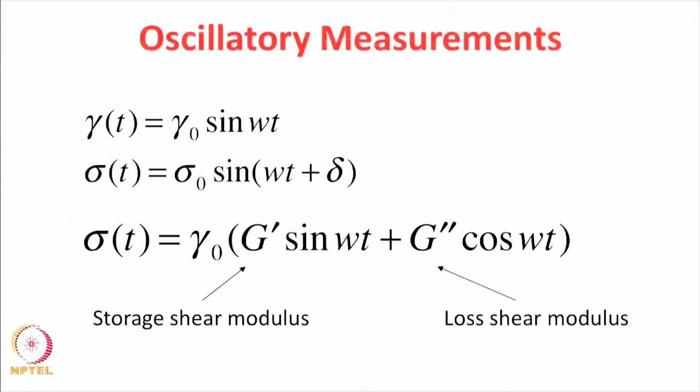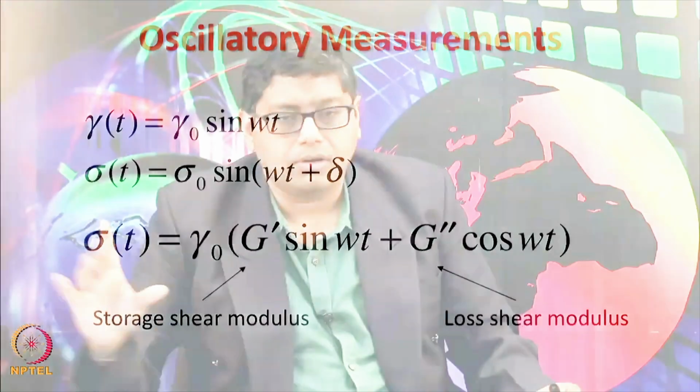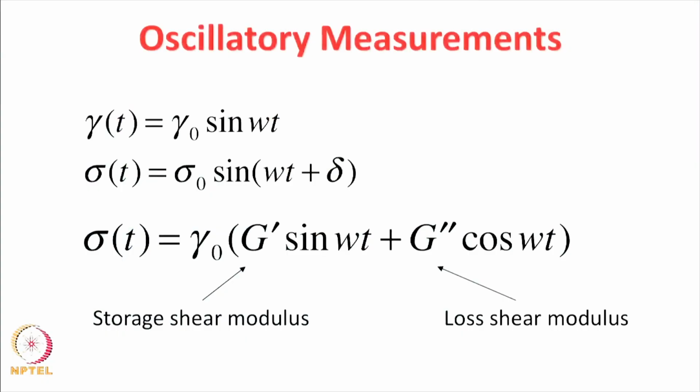So, as written here, and I briefly touched upon this yesterday, for oscillatory measurements, my gamma is not constant, but it is a sine curve. So, you have gamma naught as the amplitude, and then you have a sine curve on it with frequency omega. So, for the material to be viscoelastic, your sigma of t has this dependence where there is a phase shift.